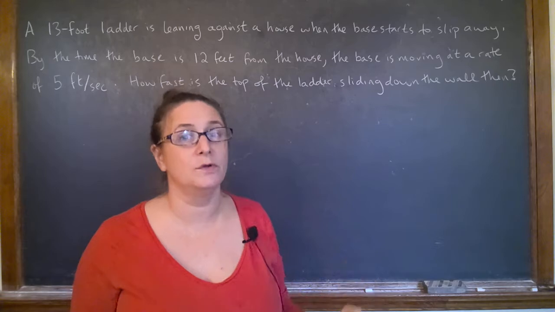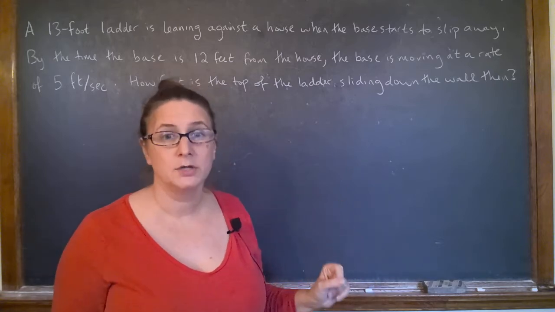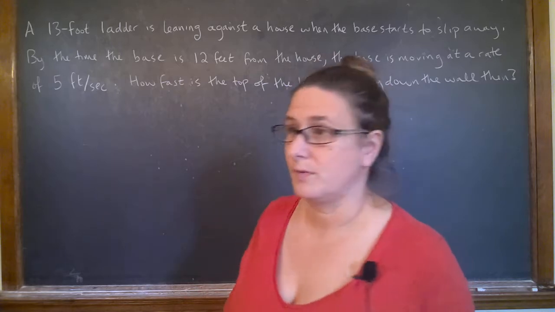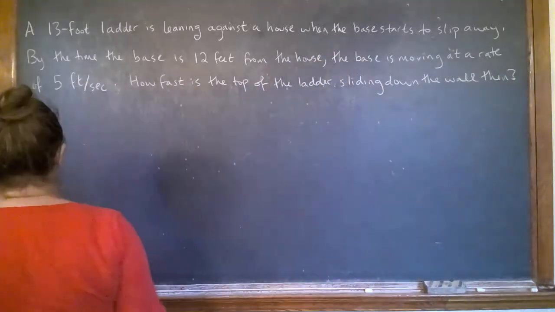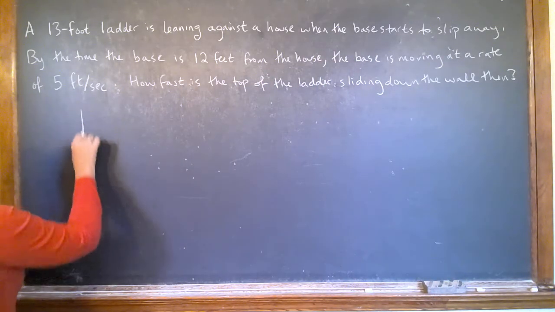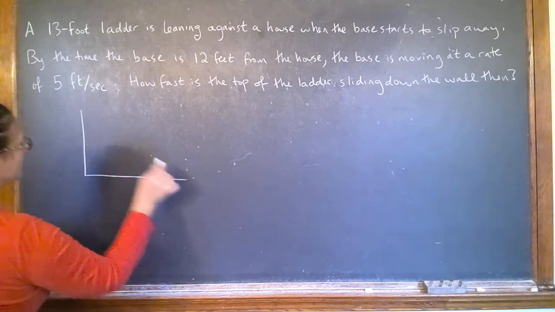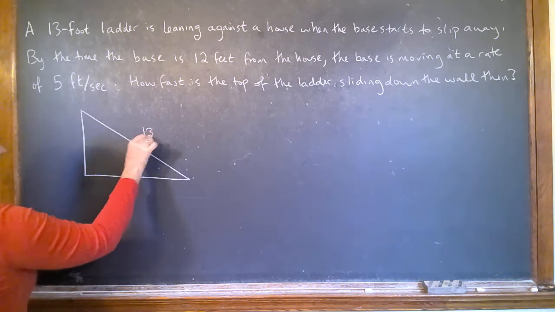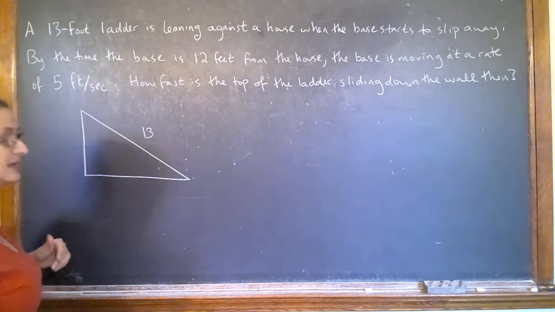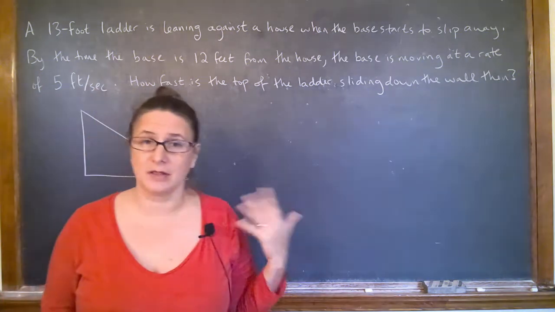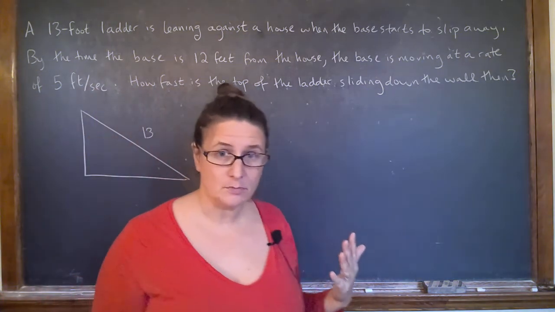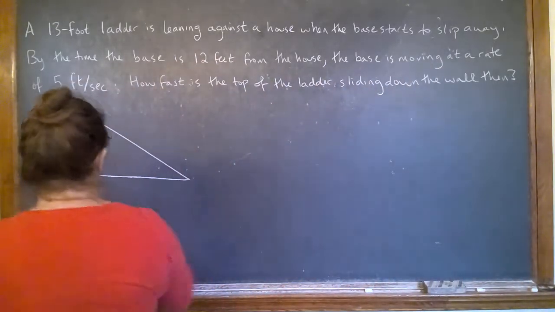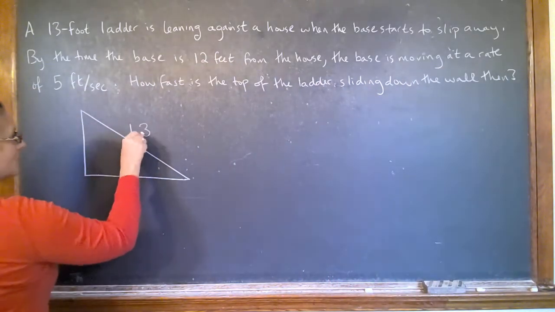You have to be careful with setting this up so that you can figure out what they want to do. So, if we draw our triangle, right, you've got this ladder. It's 13 feet. The size of the ladder isn't changing. So I'm going to label that 13 because it didn't look like a 13, it looked like a B. Now it looks like a 13.